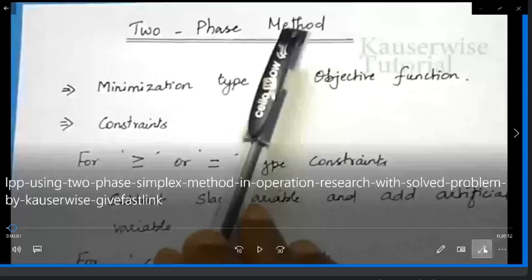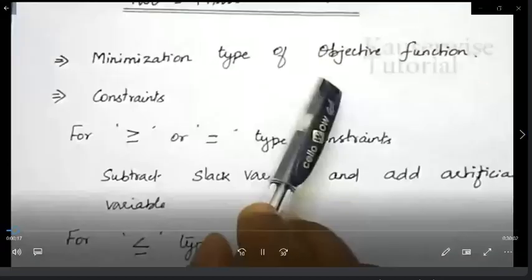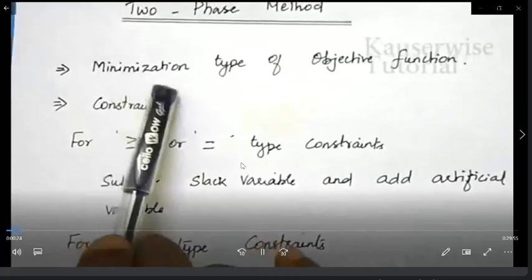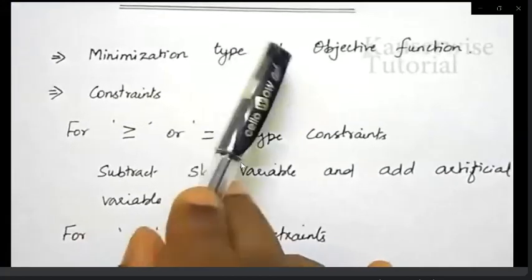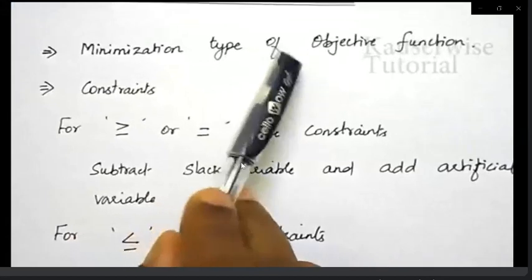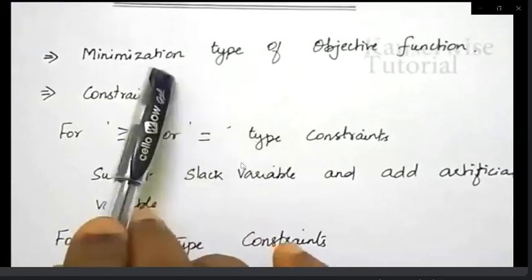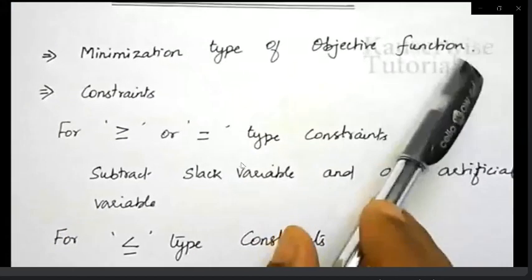The first one is the minimization type of objective function. In the two-phase method, whatever the type of objective function in the original problem, only the minimization type of objective function is used. If we get any maximization problem, just convert the maximization into minimization by changing the sign.